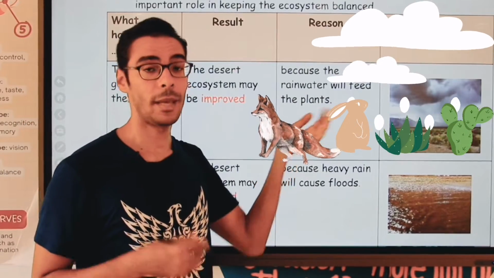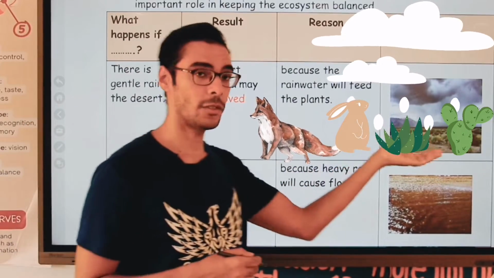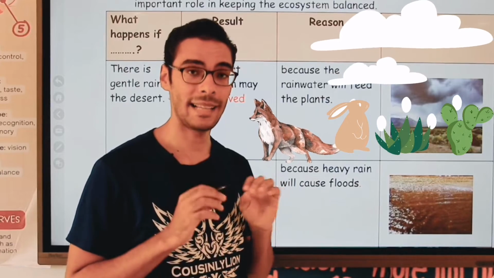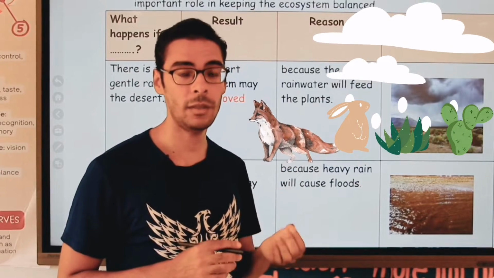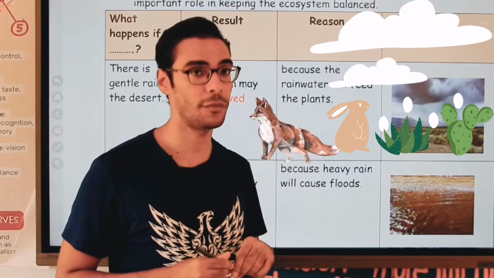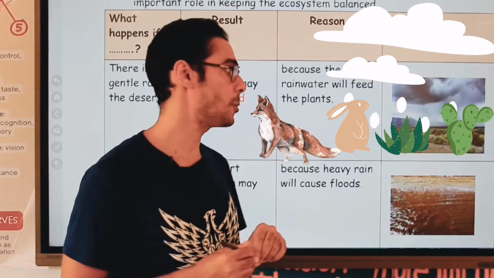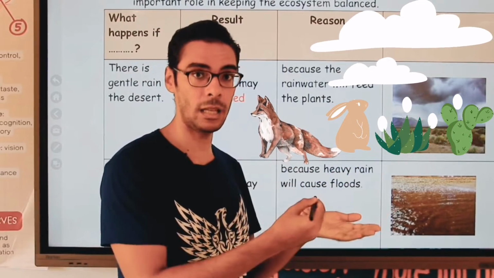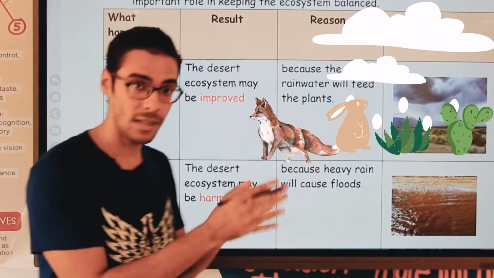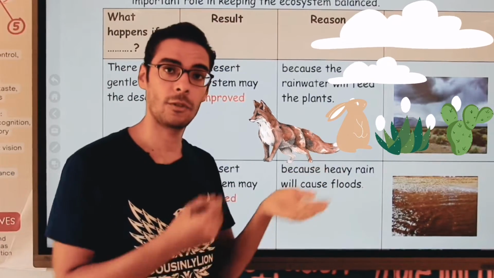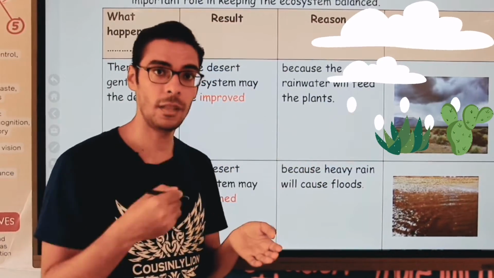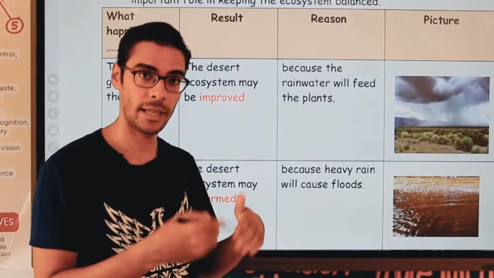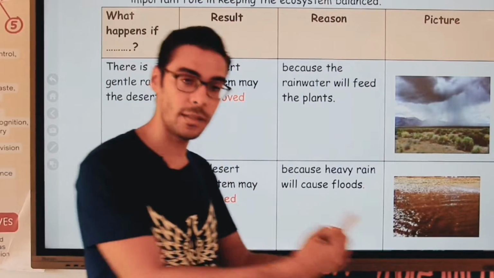The reason here makes sense because in the desert the plants are adapted to a gentle amount of rain, or a small amount of water, which means these plants can stay alive and grow in these conditions. So the plants can grow, the animals that feed on plants, like primary consumers, can stay alive, and then the rest of the food web.